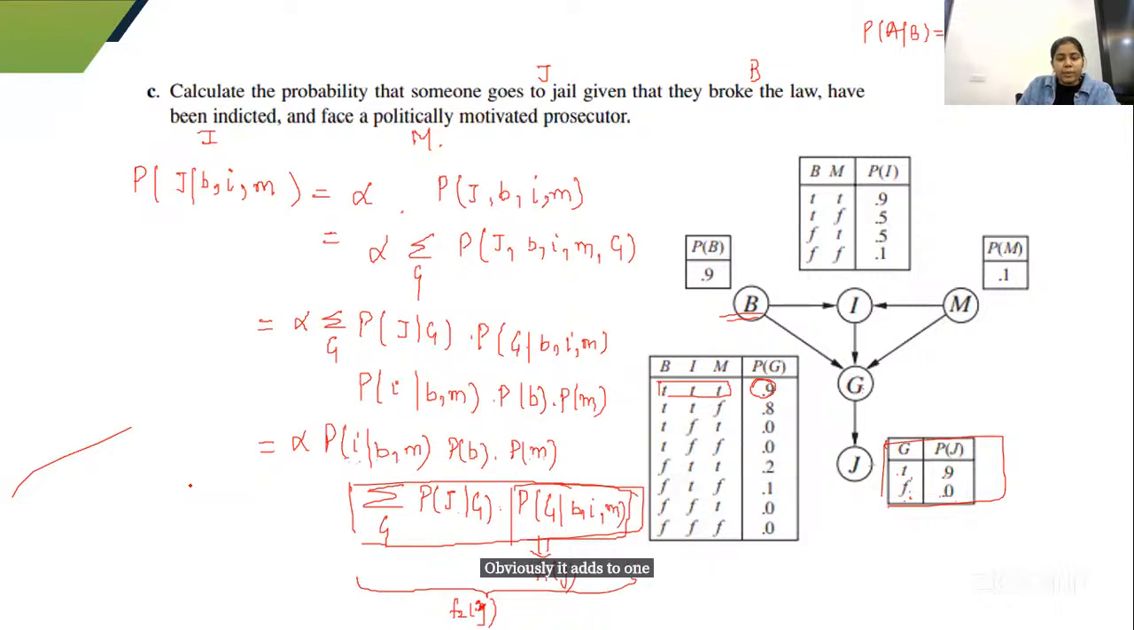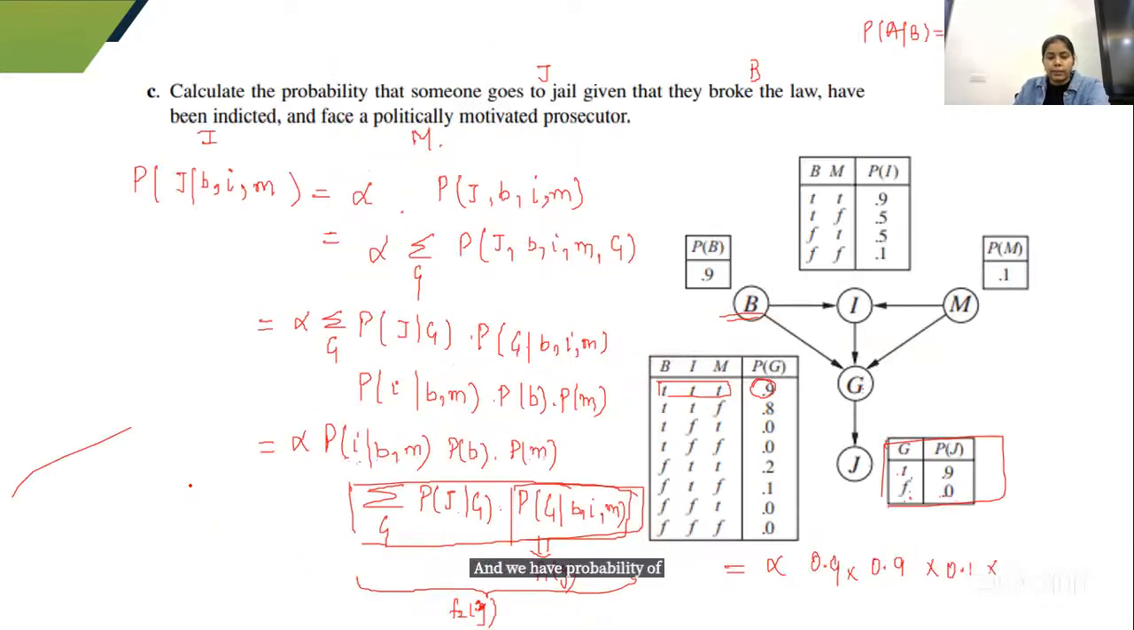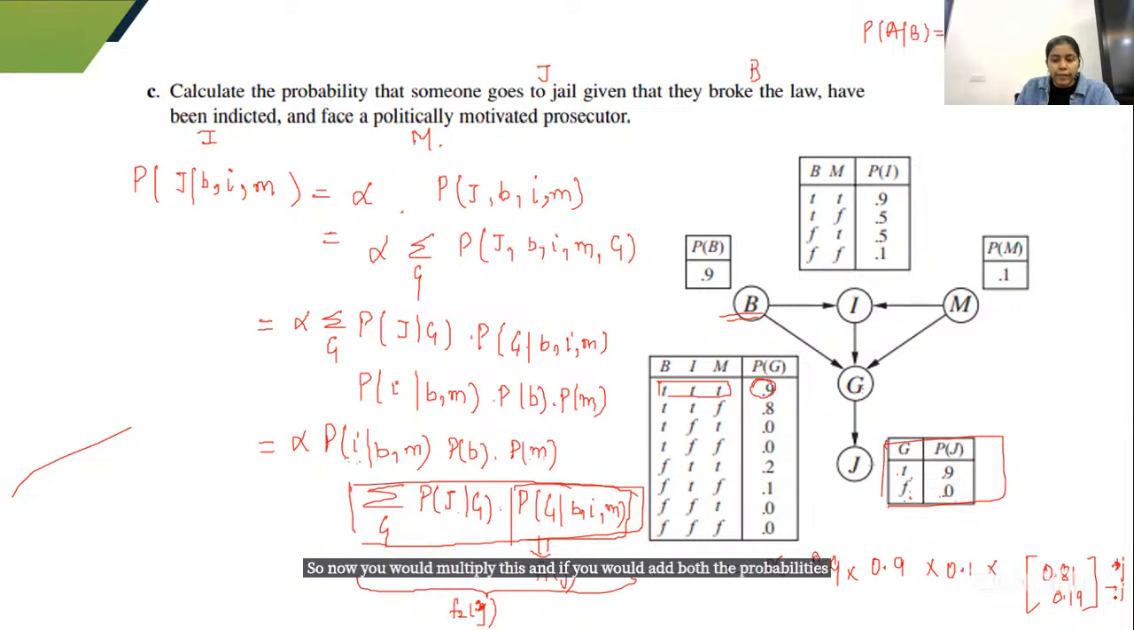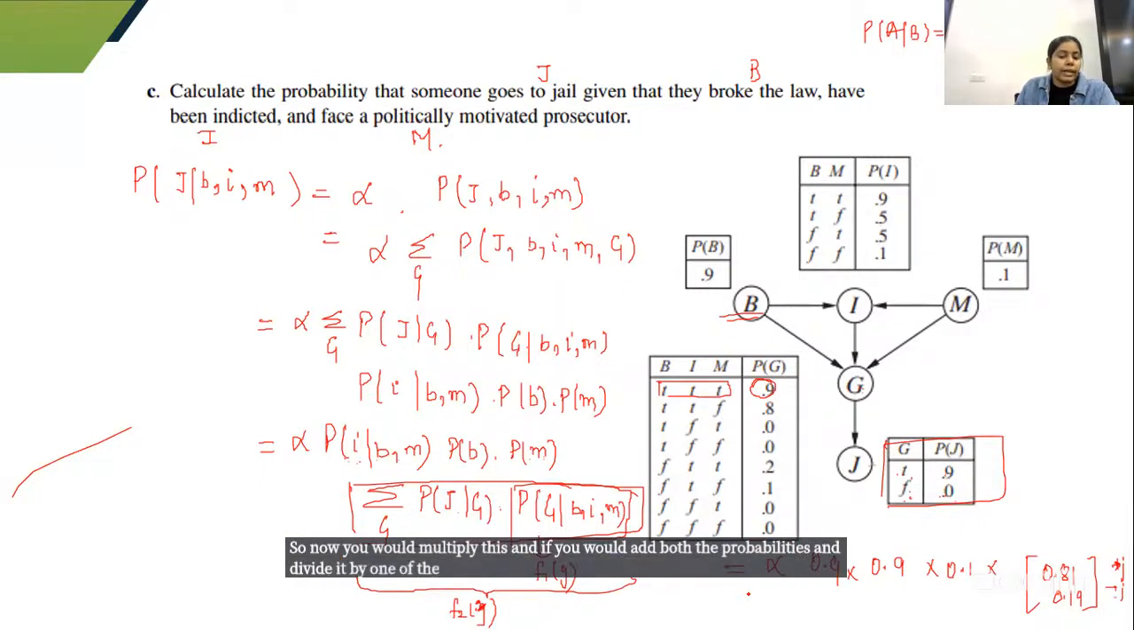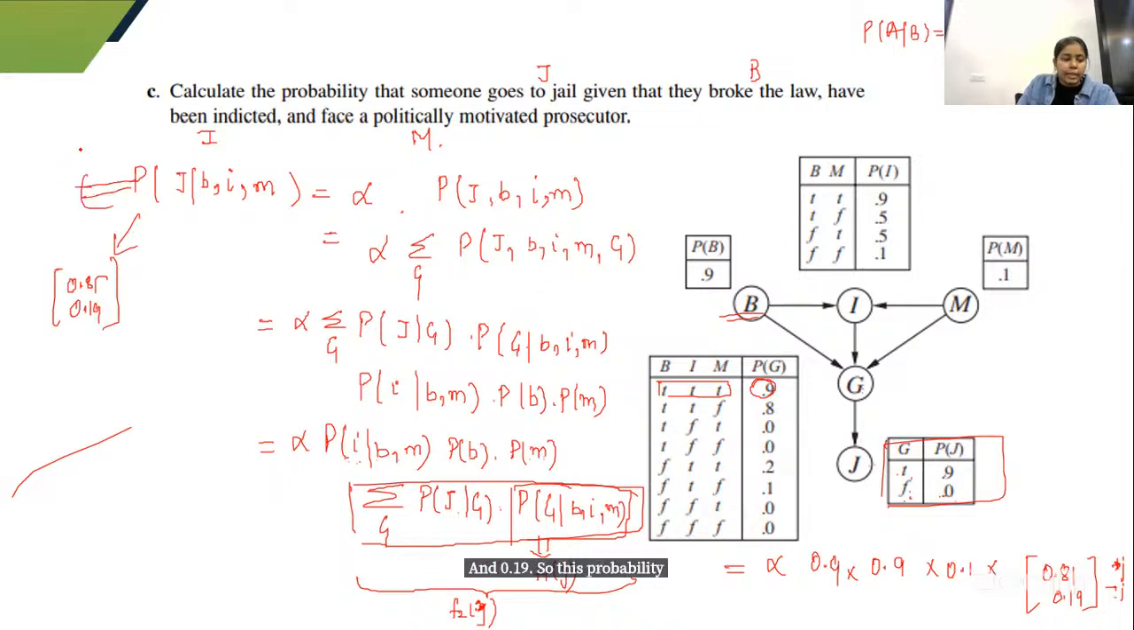Now, probability I given B comma M, if you write this down as alpha, probability I given B comma M is 0.9 into probability B, 0.9 into 0.1. And we have the probability of J as 0.81 and 0.19, so this is for J and this is for negation of J. Now you multiply this, add both the probabilities and divide by the sum of the numerator, and you get the value of probability J given B comma I comma M, similar to 0.81 and 0.19. So this probability would be 0.81 on solving, right? Do you guys get it?